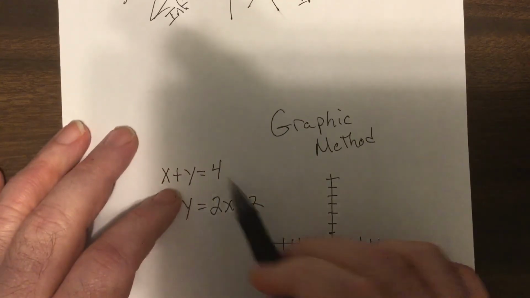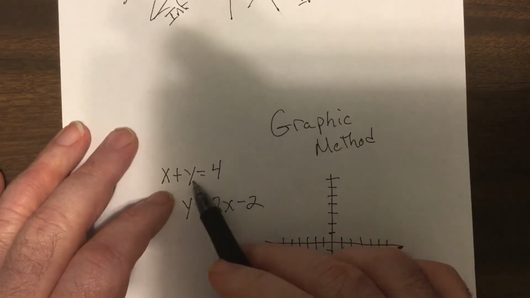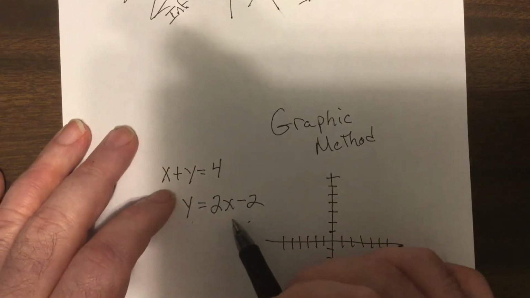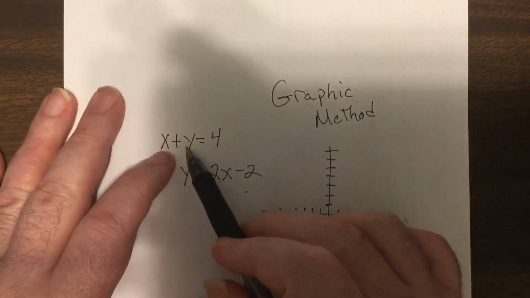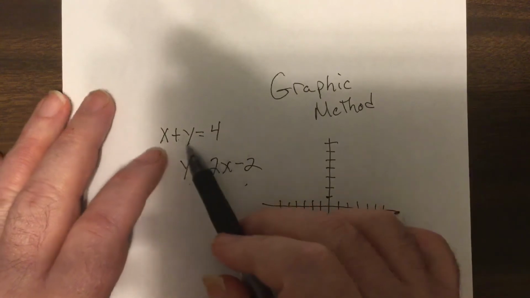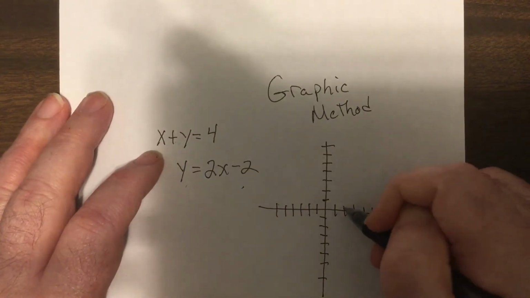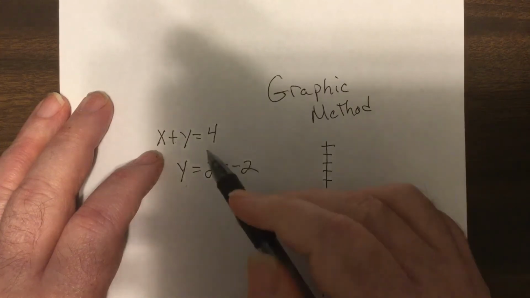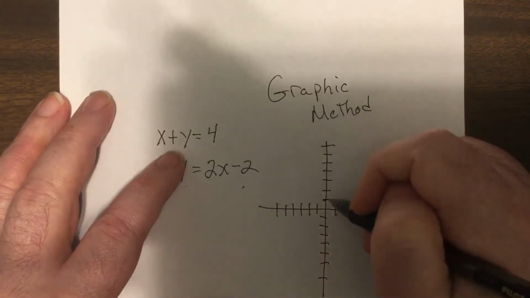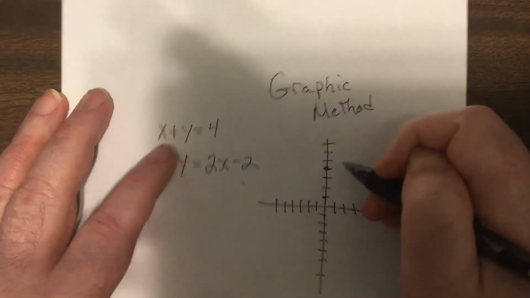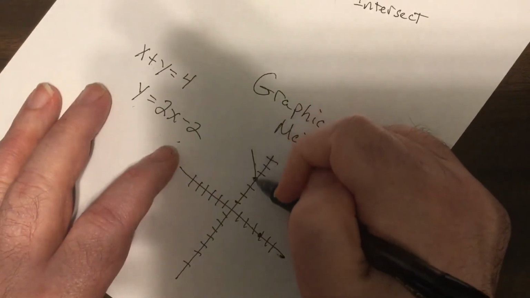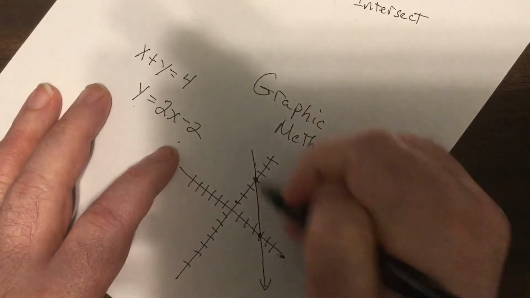So here I have two equations, two unknowns, x and y. So I'm going to graph this one by doing intercepts, because x and y are on the same side. I have the x-intercept, which is 4, 1, 2, 3, 4. The y-intercept, which is also 4. And I'm going to connect the dots. Whoa, that's not too bad.